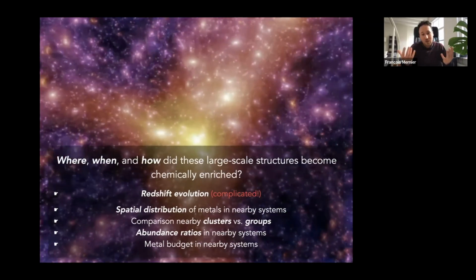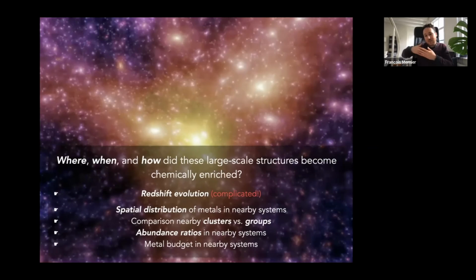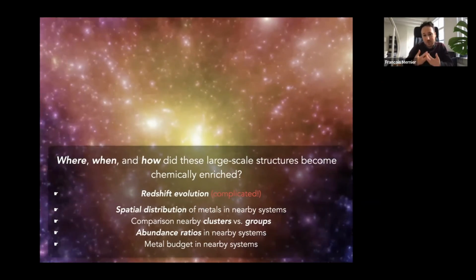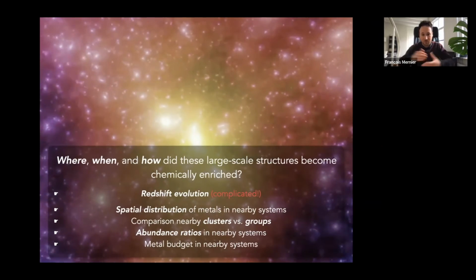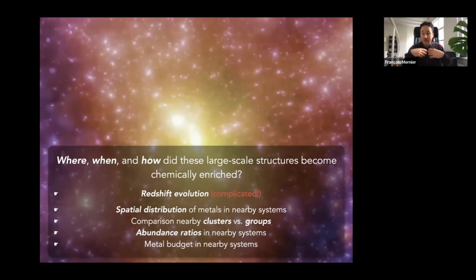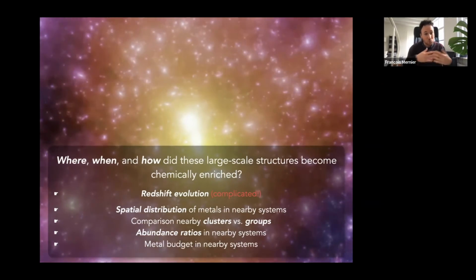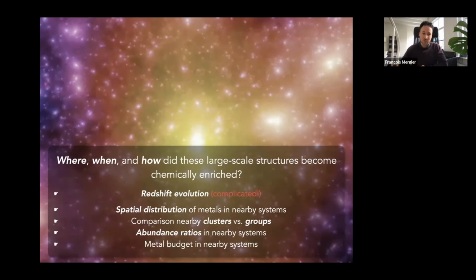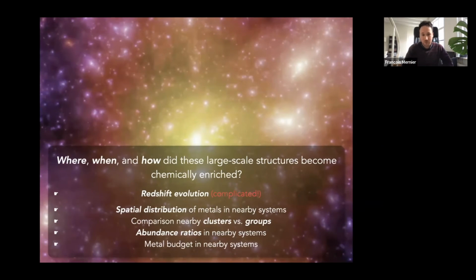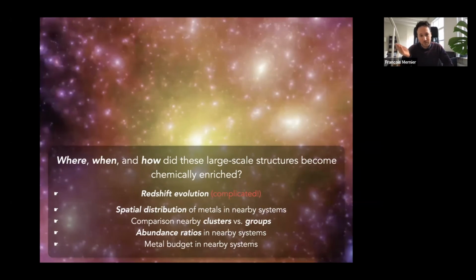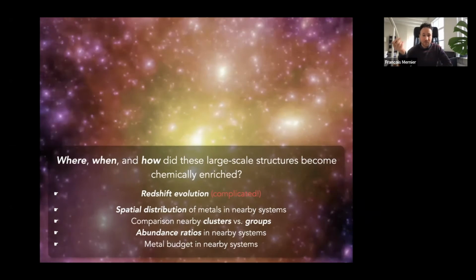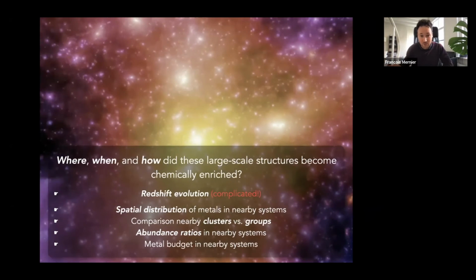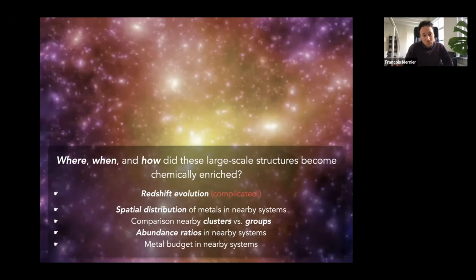So in a sense, what we're actually looking at is a sort of signature, an imprint of the enrichment of the universe, which is really remarkable. And now, of course, the questions we would like to address are where, when, and how did these large-scale structures become chemically enriched? And there are many ways we can answer this question. Of course, the most obvious one that would come to our mind is to look at the redshift evolution. I'm going to show later that this is actually quite complicated. But we can do many other things.